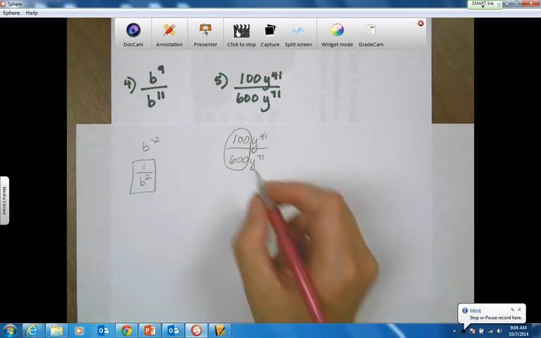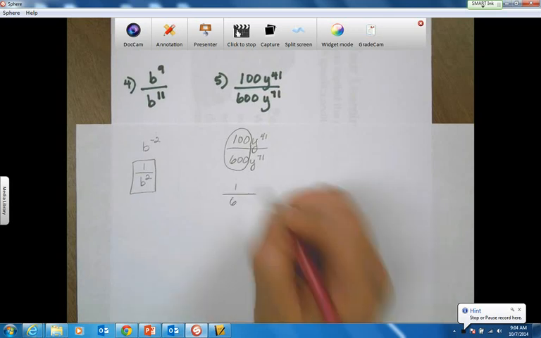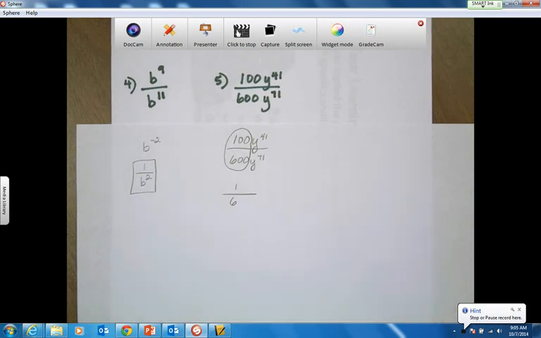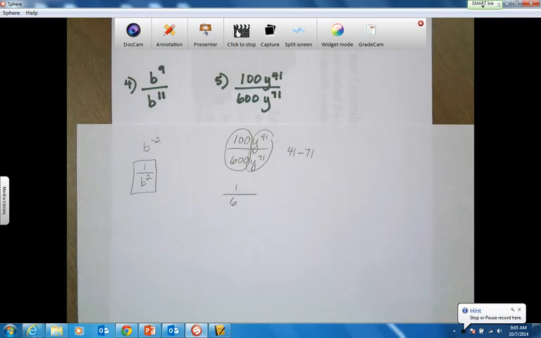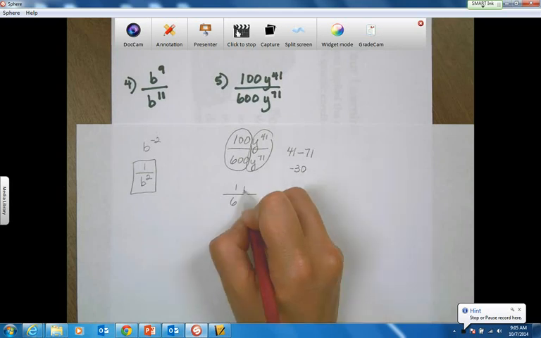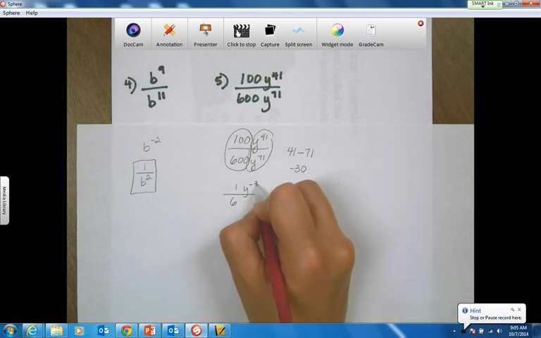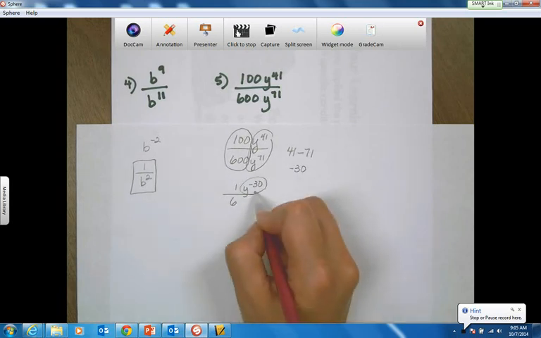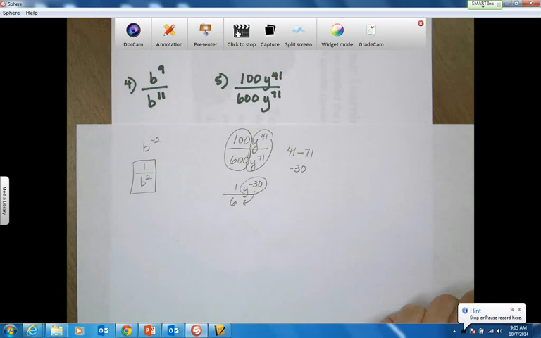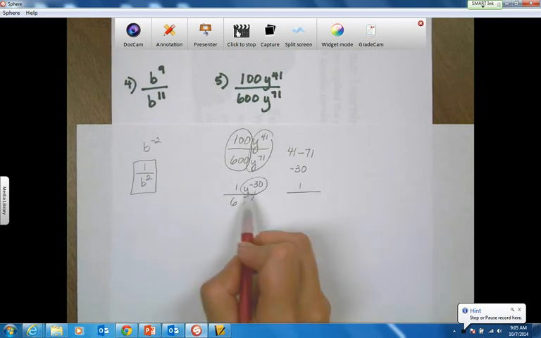Okay, then I'm going to take my exponents and I'm going to subtract them. So I take these and I do 41 minus 71. Well, 41 minus 71, I'm pretty sure, is negative 30. Okay, so now I have y to the negative 30. But I can't have negative exponents, right? So I'm going to take that and I'm going to move it downstairs because I can't have this. So he's going to come down. So now I get 1 over, there's nothing else left in the numerator, 6 times y to the positive 30, and that's all I can do with that one.